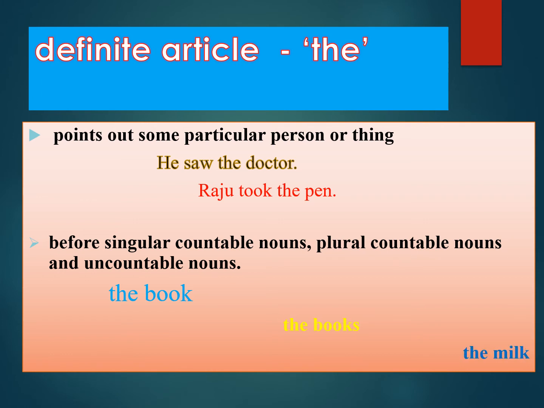Next one, the milk. So milk is an uncountable noun. We cannot count one milk, two milk, three milk like that. So in front of the uncountable noun, we can use the. So students, we can use the definite article before a singular countable noun, plural countable nouns, and uncountable nouns also.